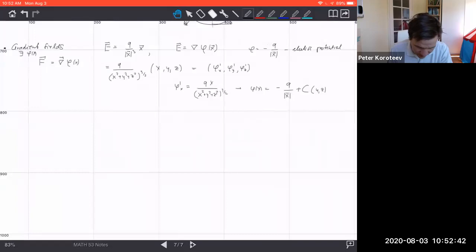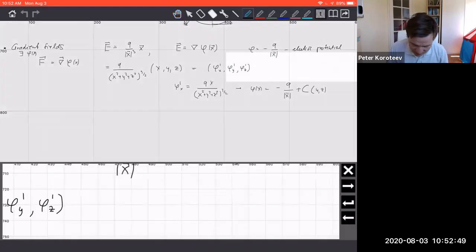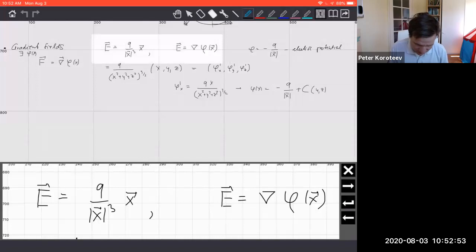So electric field is a gradient field. Gravitational field is a gradient field. Formulae are literally the same, except we need to change some signs, right? Because the electric force for a positive charge acting on a positive charge goes outward from the charge, and gravitational force is always attractive. Therefore, I need to put a minus in the formula for the force.